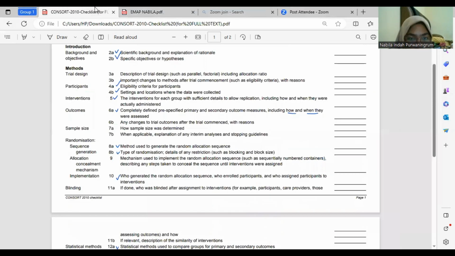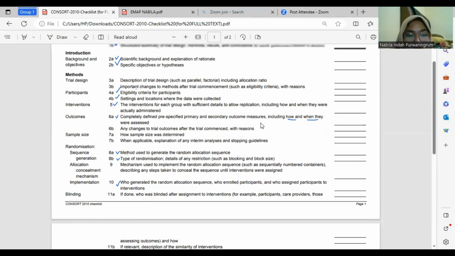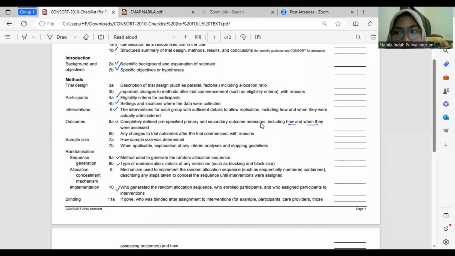Okay, our next checklist item is 6B: any changes to the trial outcomes after the trial commenced, with reasons. As I said before, in this research paper, they did not have any change after the trial started. So it ran perfectly, no change at all.